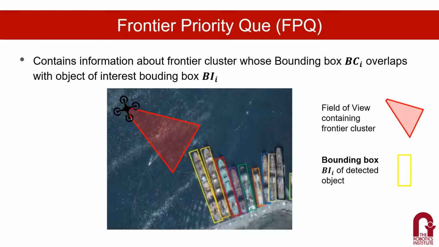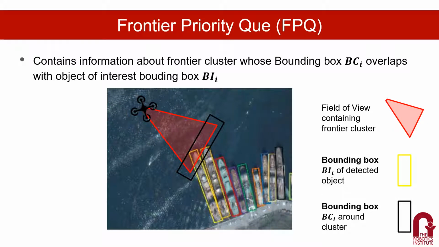Moreover, we introduced the Frontier Priority Queue to store information about the high-priority frontiers. High-priority frontier clusters are clusters whose bounding boxes overlap with the object of interest's bounding box. For more clarification, let's see this example. Let's assume we have a drone flying over the sea, and the red region is the drone's field of view. As the UAV flies over the sea, it detects the object of interest, and as shown here, the bounding box of the object of interest overlaps with the bounding box of the cluster, shown in black. Now this frontier cluster is considered a high-priority cluster and its information is stored in the FPQ.